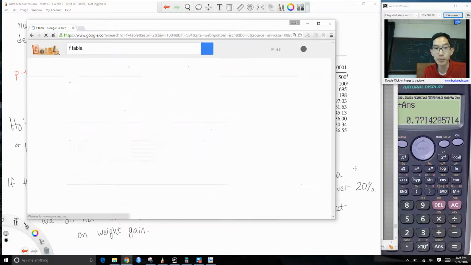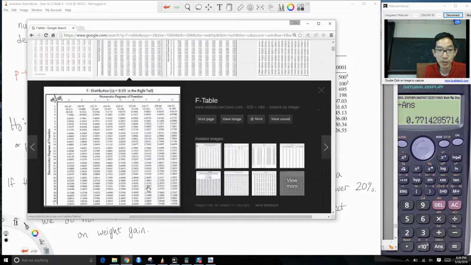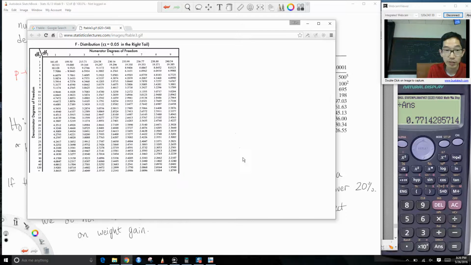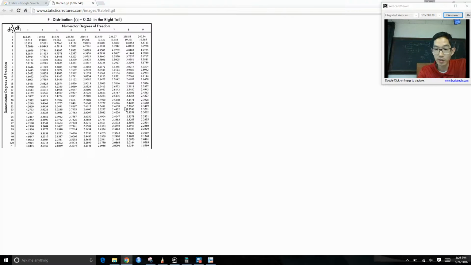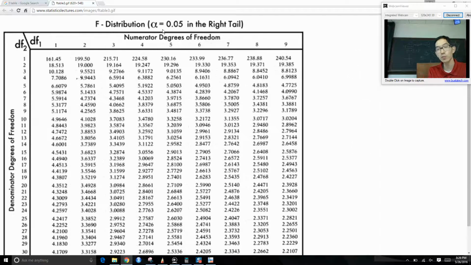Okay, so if you were to look up an F table, most of the time your F table would look something like this. It will say something like F distribution alpha equal to 0.05, and then you would have degrees of freedom across the top and degrees of freedom down the side. So we'd say, oh, we have 2 numerator degrees of freedom and 9 denominator degrees of freedom, and the number that appears here is 4.2565.